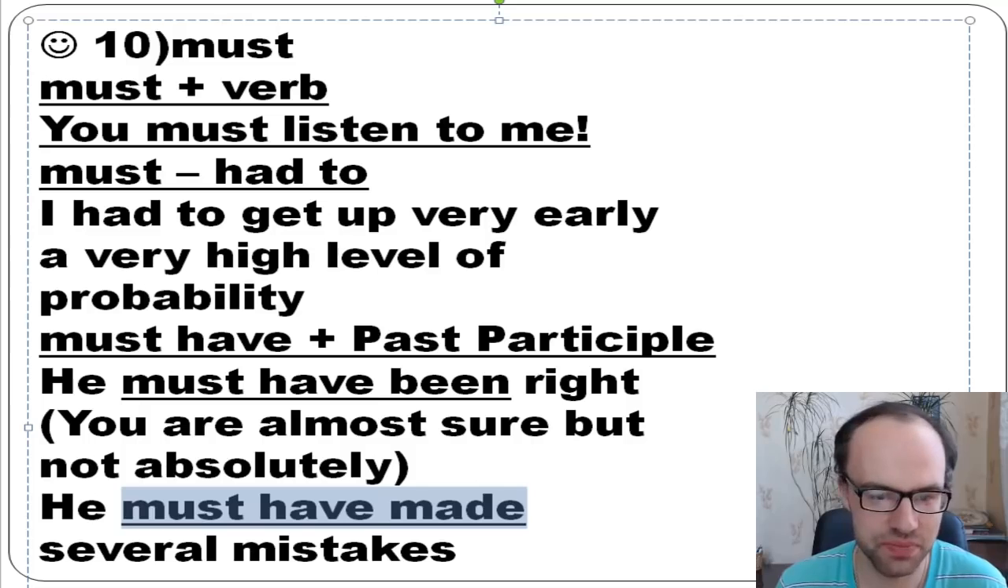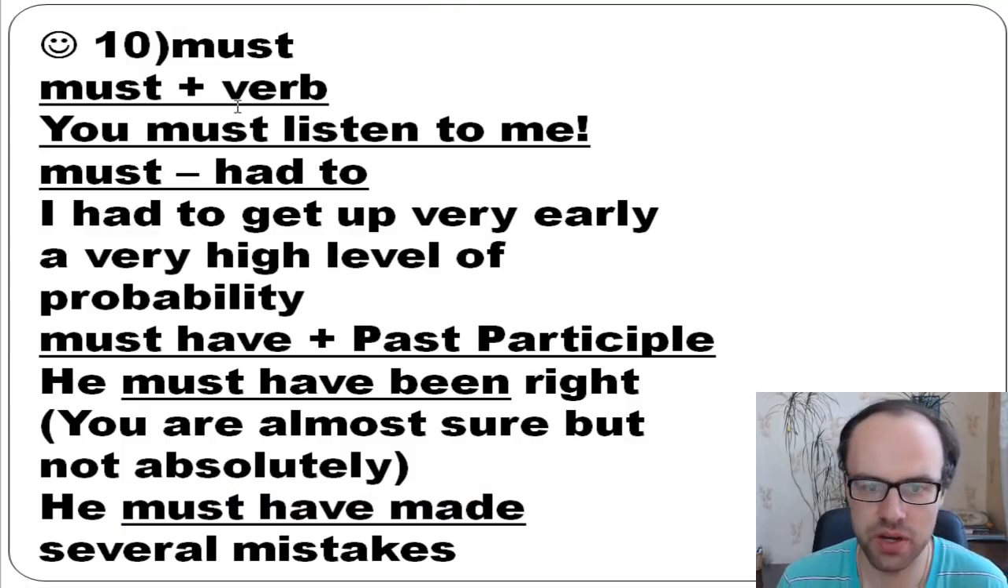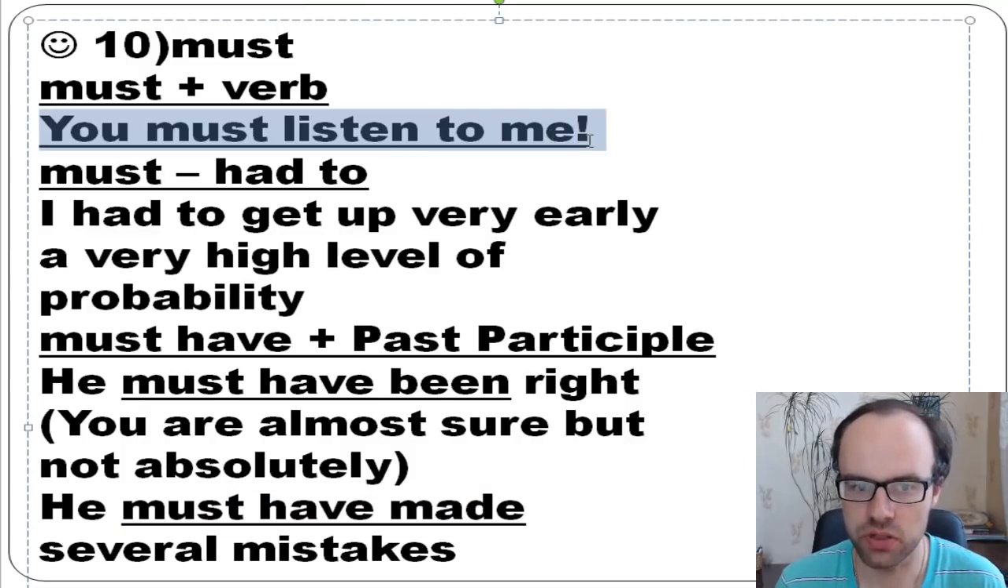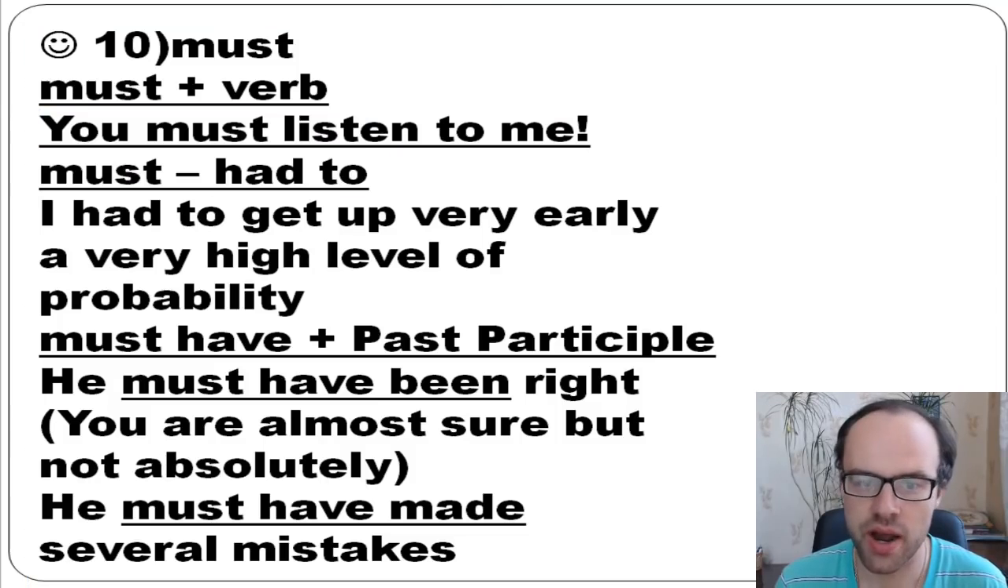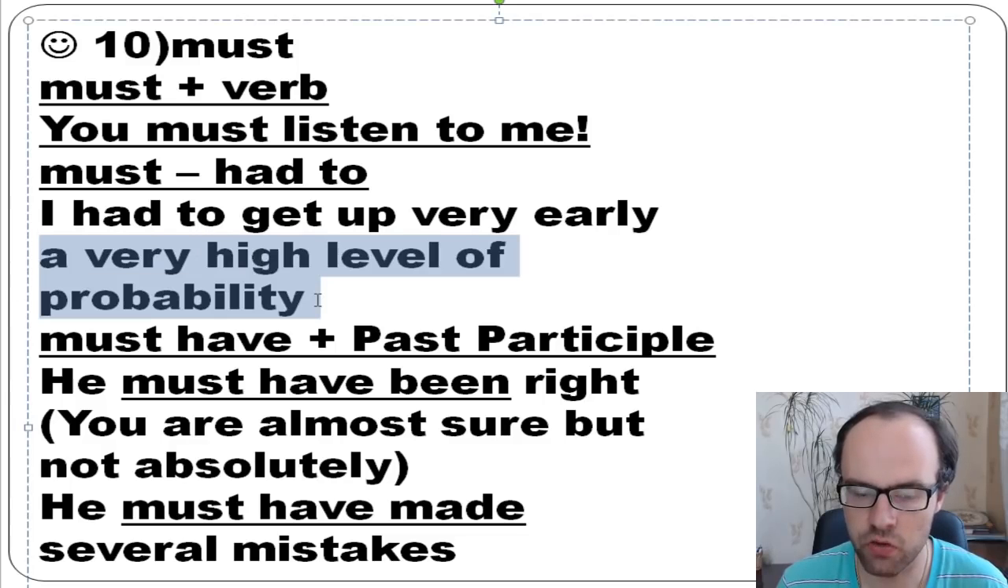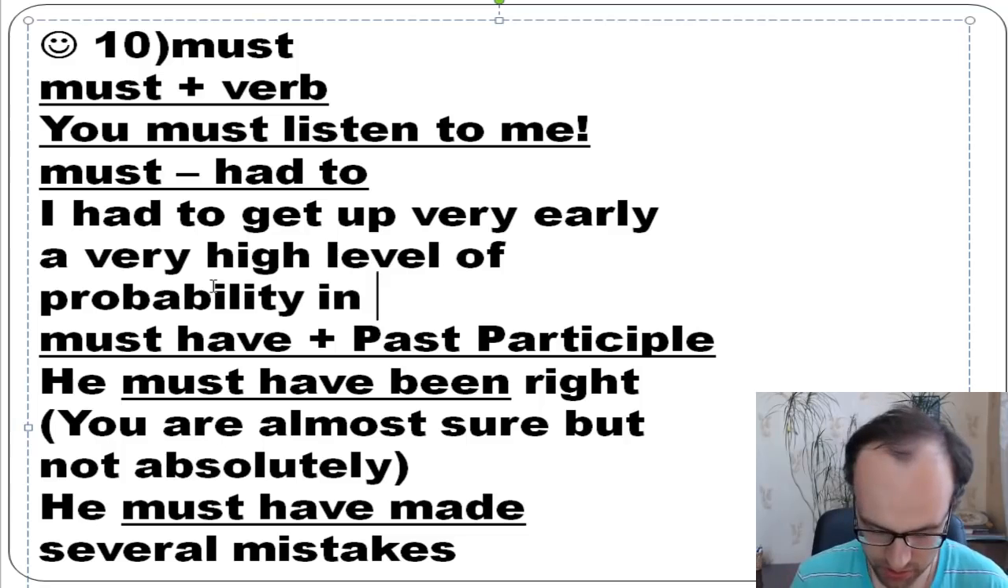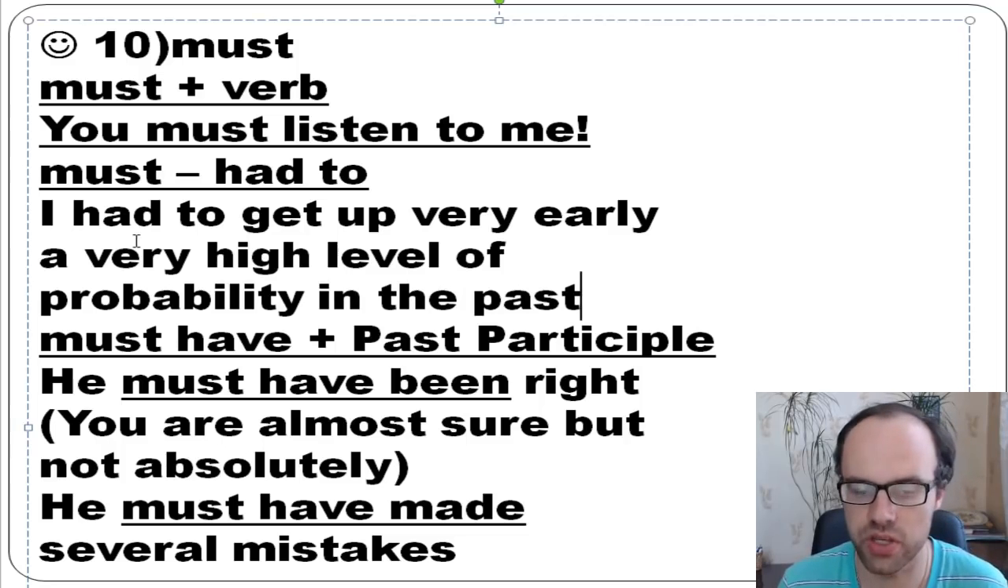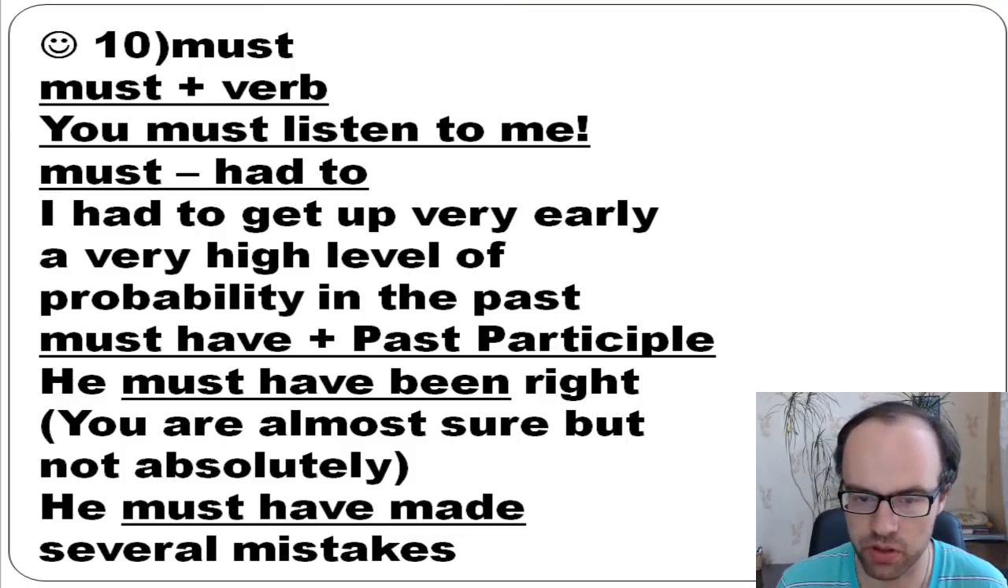Okay, so it's must. Good. So you see, must plus verb: you must listen to me. Must, but had to in past simple: I had to get up very early. But if it's a very high level of probability in the past, we use another structure, must have plus past participle. He must have been right. You're almost sure, but not absolutely. He must have made several mistakes.